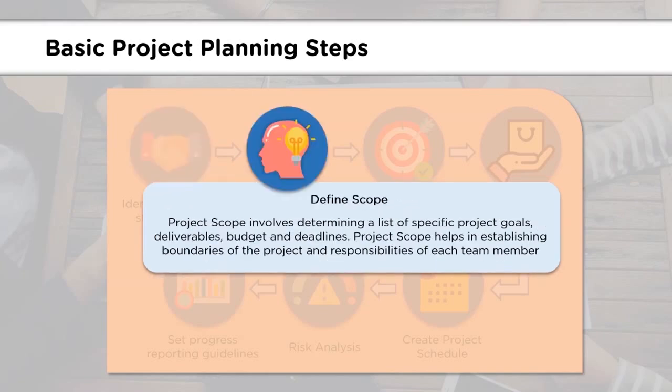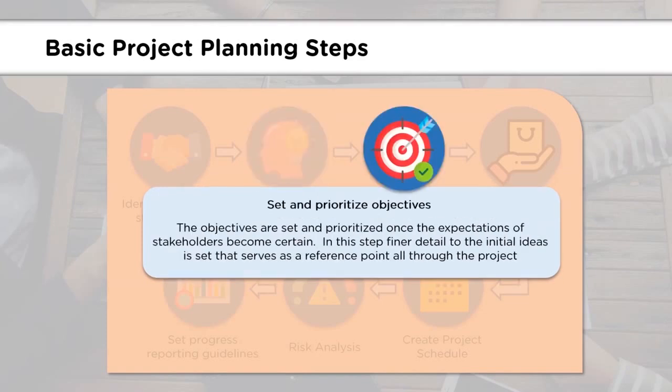So the next step we have is defining the project scope. This helps in determining a list of specific project goals and deliverables that are to be achieved during the course of the project. After we have defined the project scope, it is time to set project objectives and prioritize them. The initial ideas that were there before are now elaborated, and final steps to complete the project are defined.